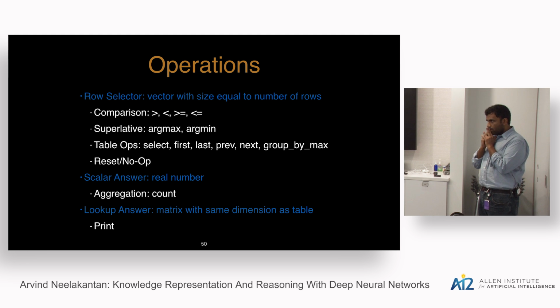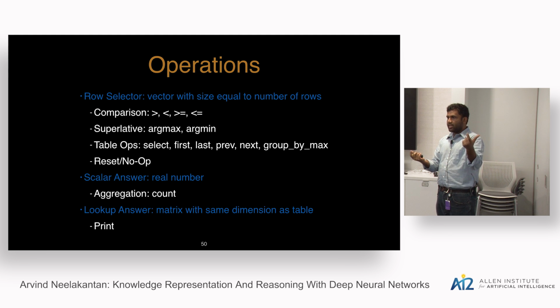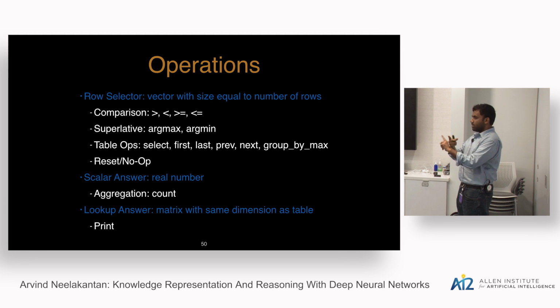Basically, you have a variable for every data type. For all functions that return a vector with size equal to the number of rows, you have a separate variable, the row selector, that's going to aggregate outputs from functions that return that data type. And there's a variable, scalar answer, that stores the aggregate of functions that return a number. So you don't need to mix them. You have separate variables for them.